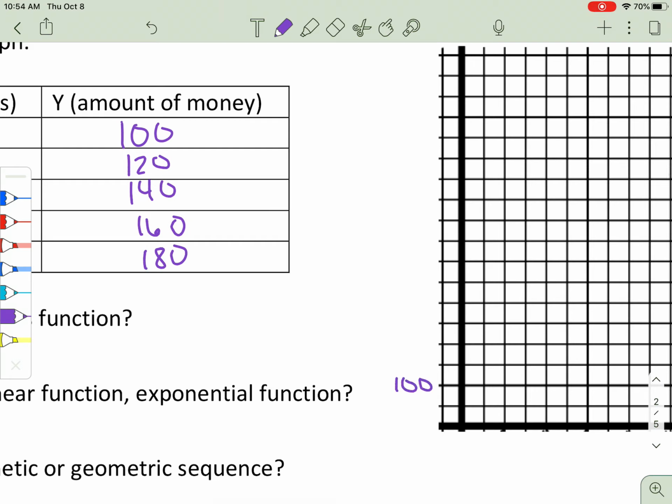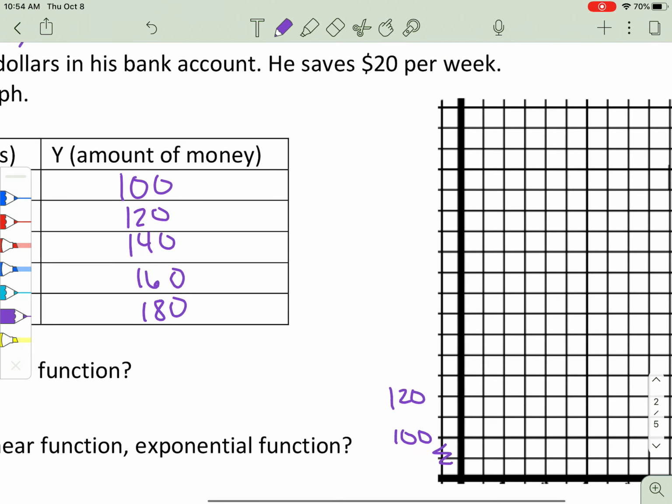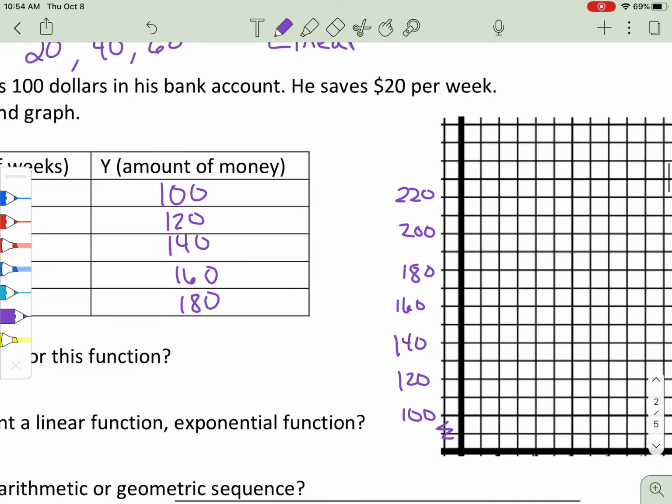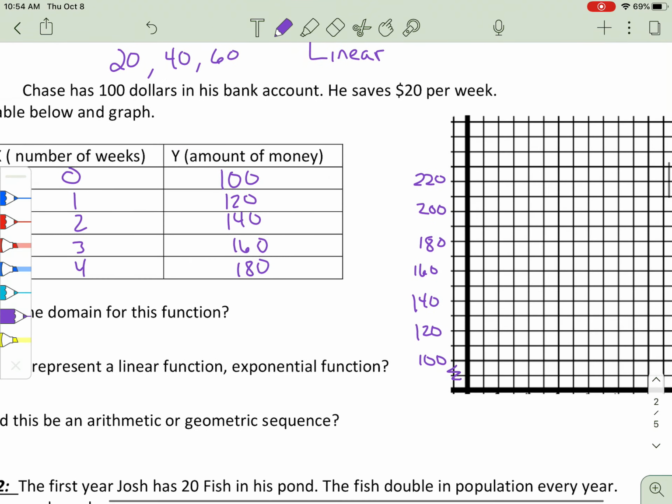Let's go with the 100. Okay, this just means like a broken graph kind of deal. It's not broken, it's just saying all the numbers leading up to 100 are below that. 140, 160, 180, 200, 220, etc. So week 0, you had 100; 1 and 120; 2 and 140, and so on.